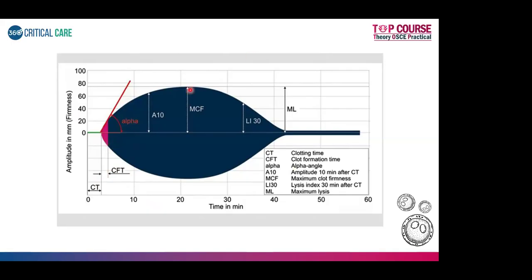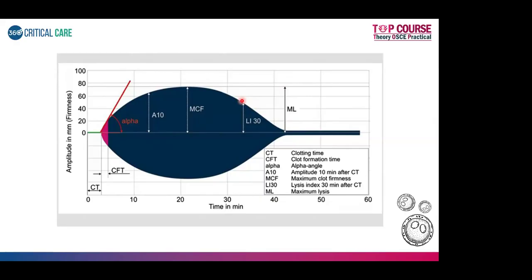Here, after this, they don't go just to maximum amplitude. Here, maximum clot firmness is synonymous with maximum amplitude in TEG. Before that, they have something called A10. A10 is the amplitude at 10 minutes after CT, from here to here. Then they have the lysis 30 here. Usually maximum lysis is the end of the ROTEM. So this is basically how the terminologies are for the graph of ROTEM.